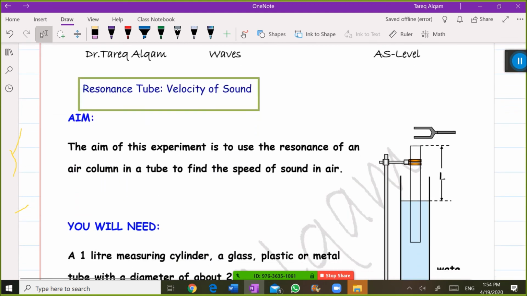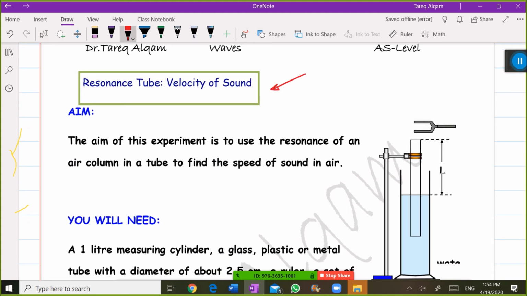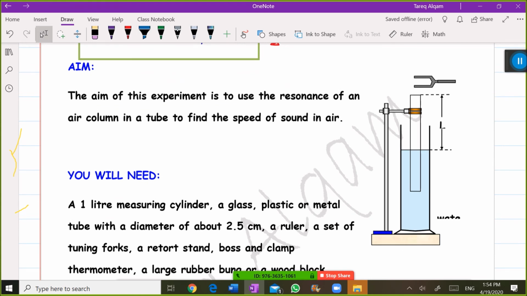This is the experiment that we watched in the previous time. It's called the resonance tube. It will be used to measure the velocity of sound. What he did, guys, you will be asked about these things as he mentioned before. We used a tuning fork, guys.